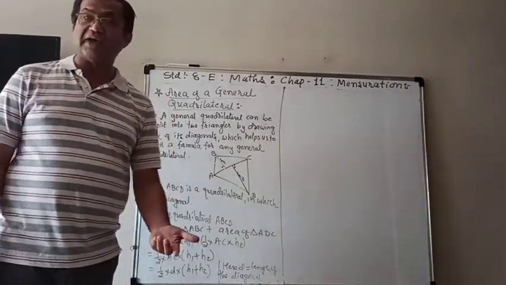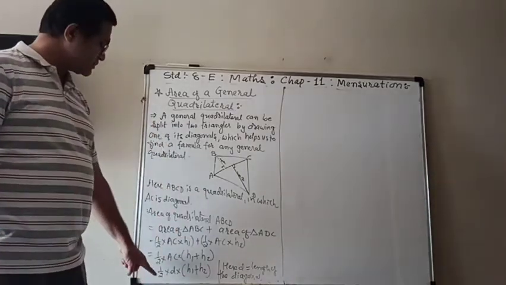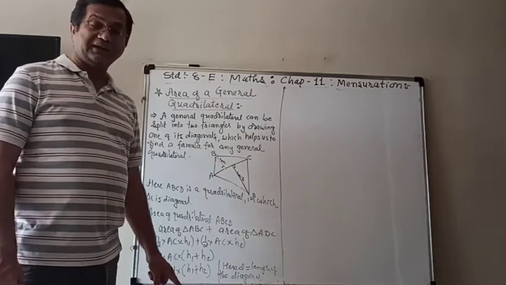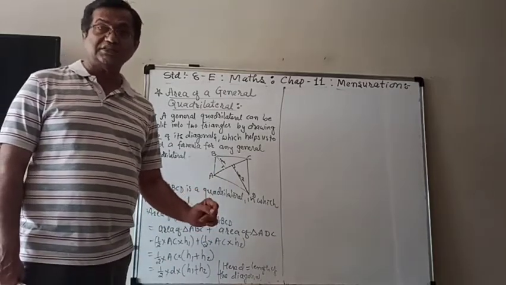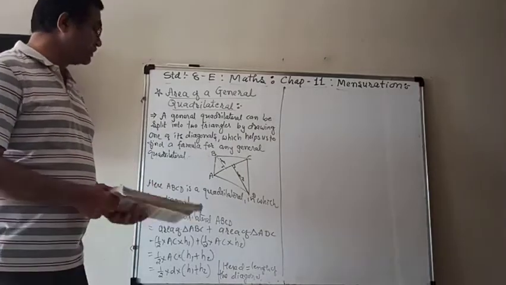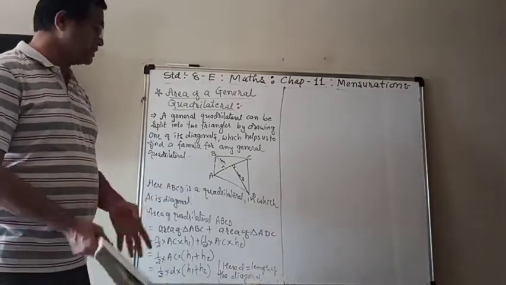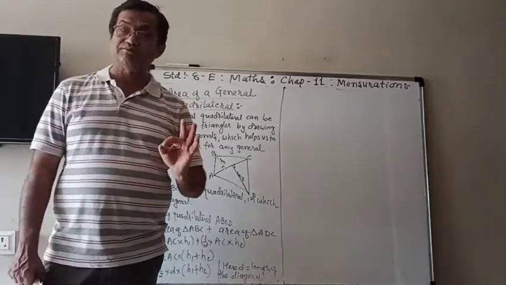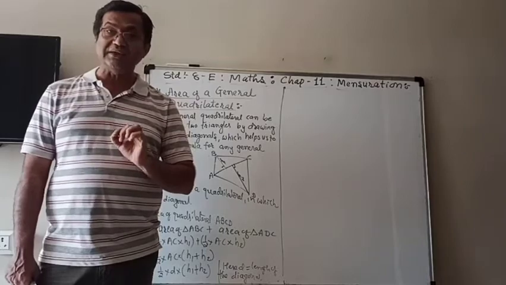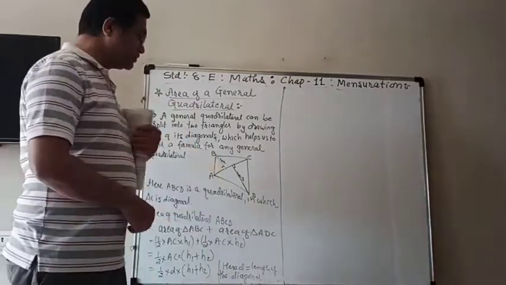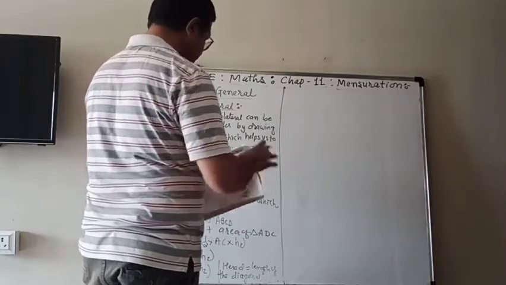Here AC is the diagonal, so we can replace it by D. So we get the formula half into D bracket H1 plus H2. So that is the formula to find the area of any general quadrilateral. What is that? That is half into D bracket H1 plus H2, where D stands for the length of the diagonal. Let us understand with an example here.